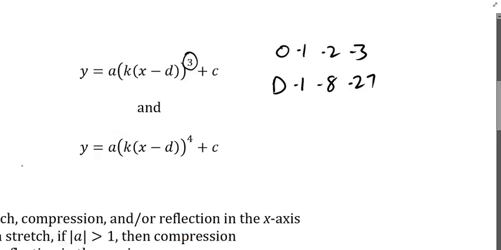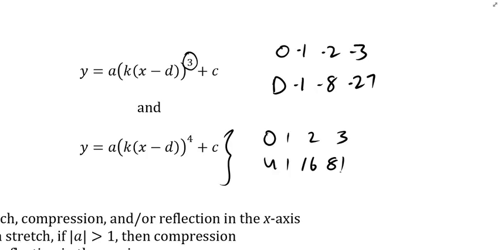I think that makes sense. And then I can do the same for a quartic. Over 1 would be up 1. Over 2, 2 to the 4th is 16. Over 3, up 81. So that's going to be hard to fit on the graph, but you get the idea of how that one grows very quickly. Does that make sense? Any questions? Okay, that's it.